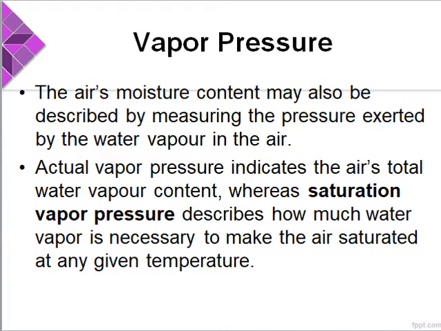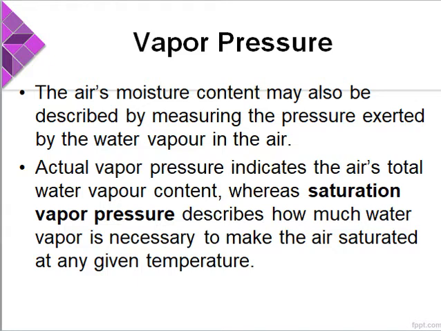Now, vapor pressure. The air moisture content may also be described by measuring the pressure exerted by the water vapor in the air. Suppose that the air parcel is near sea level. The total pressure inside the parcel is due to the collisions of all the molecules against the side of the parcel. That means it bombards the side of the container. In other words, the total pressure inside the parcel or of the container is equal to the sum of the pressure of the individual gases.